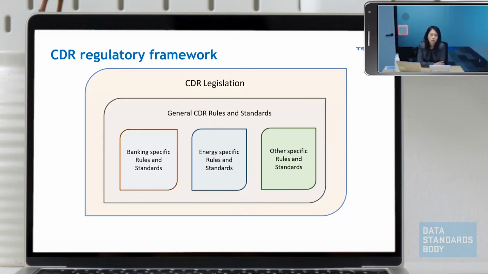And this is a very high level summary of the regulatory framework that we operate under. So the CDR legislation is, think of it as the umbrella. That's what the framework sits underneath. And it creates essentially the CDR regime. It does quite a few different bits and bobs, which I'll get into on the next slide. But I just wanted to give you a snapshot that the legislation sits as the overarching umbrella. Then we've got general CDR rules and standards, the rules and standards that apply regardless of sector, they're universal. And then we've got banking specific rules and standards, energy specific rules and standards, and other specific rules and standards. So quite a few different elements and tiers, if you will, that come with the CDR regulatory framework.